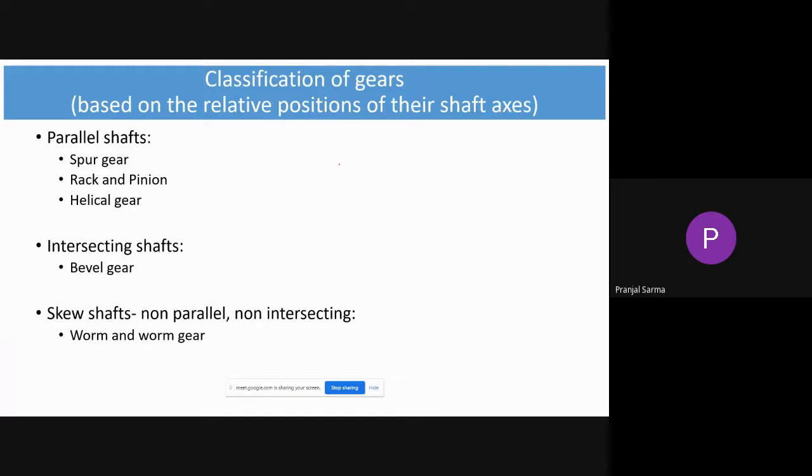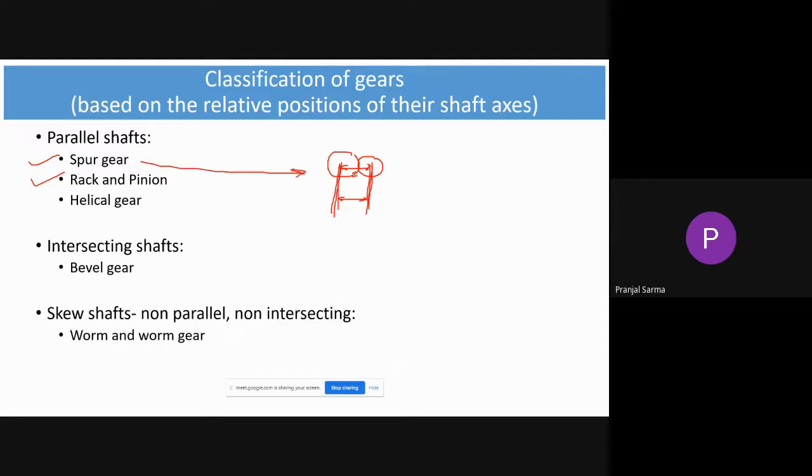Parallel shafts means suppose one shaft like this and another shaft like this. Whatever the distance is here, it is the same here also, so they are equal. This is the parallel condition. Sometimes we have to transfer motion from one shaft to another, and they are parallel to each other. In those situations, we can use different gears, like spur gears, which is the most common one.